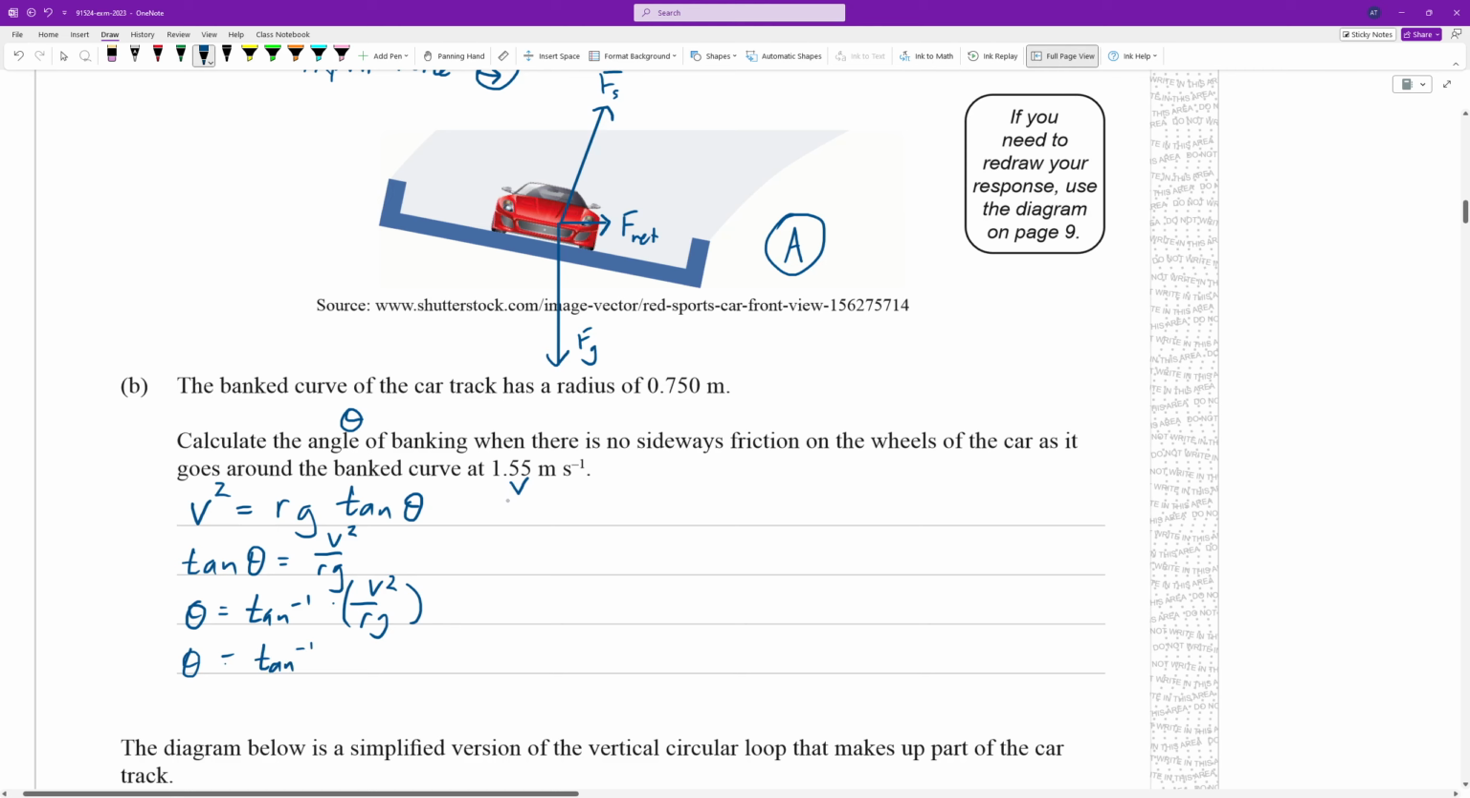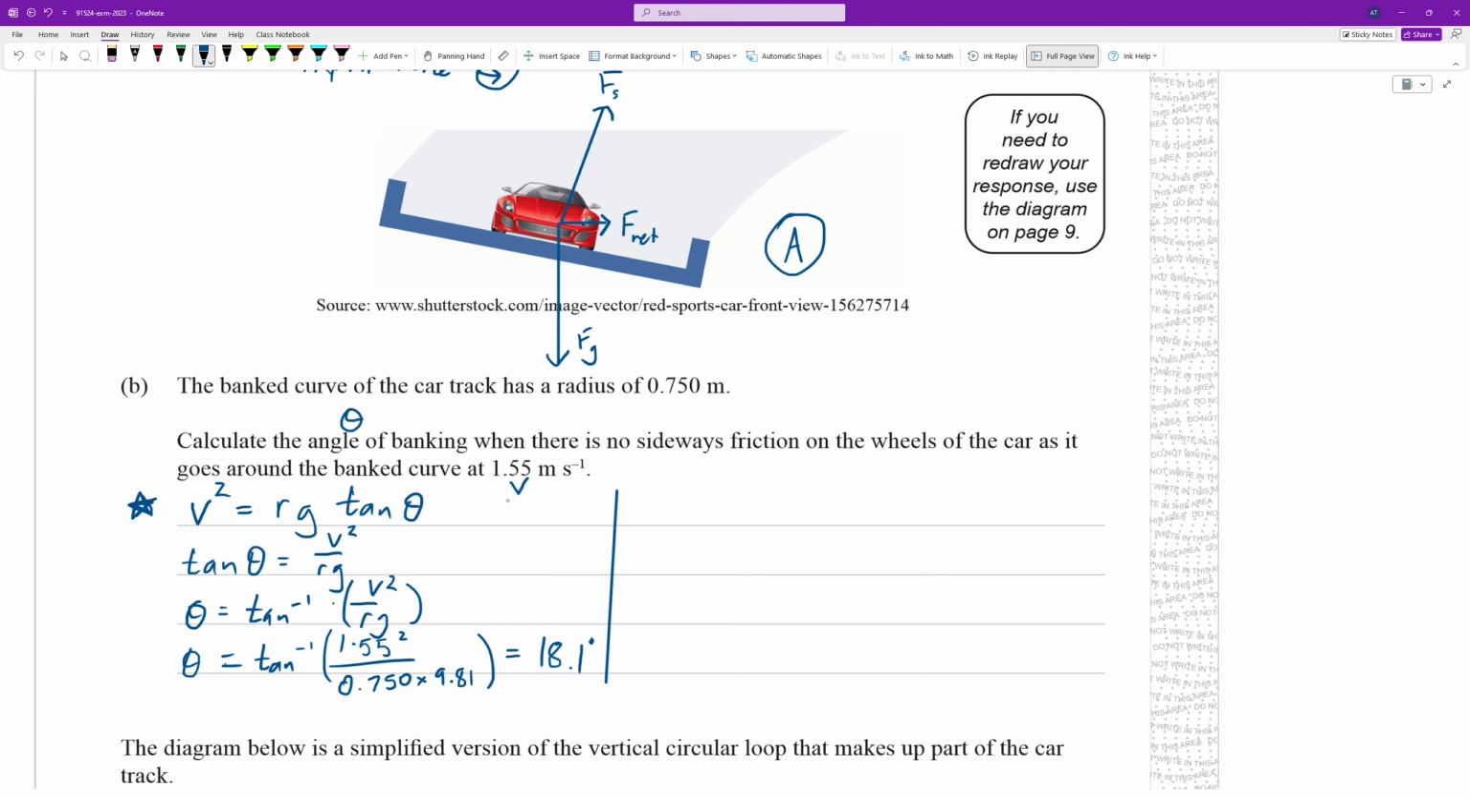Putting in what we know, speed of 1.55 squared divided by the radius 0.750 times, assuming it's on Earth, 9.81, would give us a bank angle of, if we're in degrees, 18.1. If you're in radians, you can just write the value and then rad. Great, that is the easy way of doing it, if you know this equation.